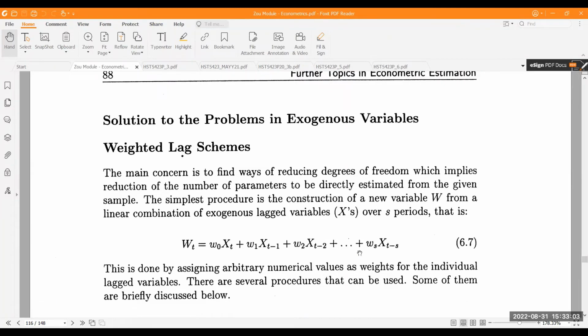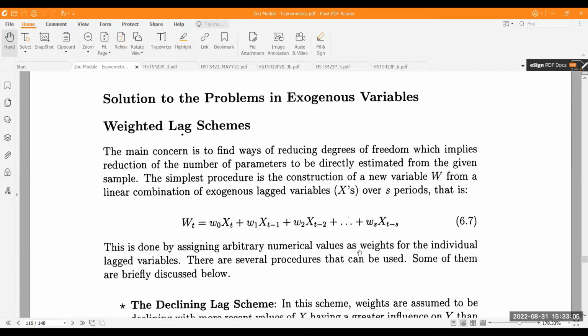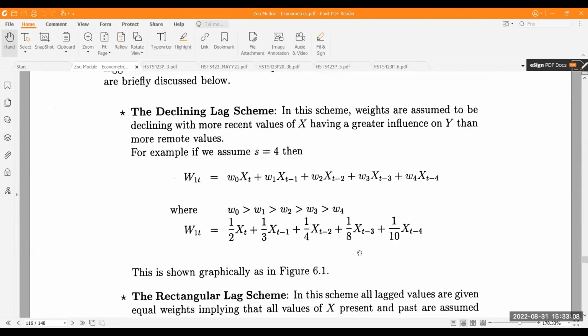So we have three, if not four, different ways of doing it. The first one is called the declining lag scheme. As the name implies, declining. What does declining mean?